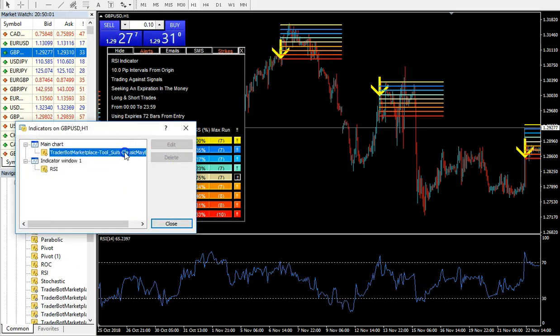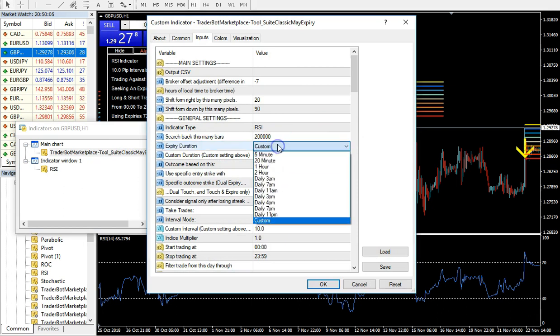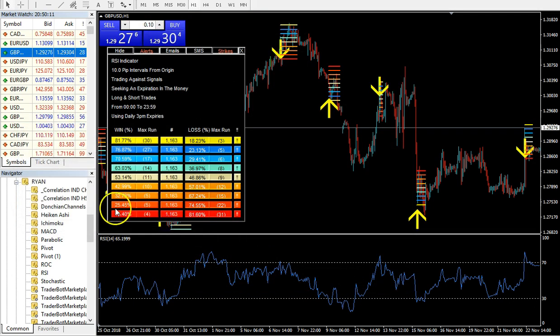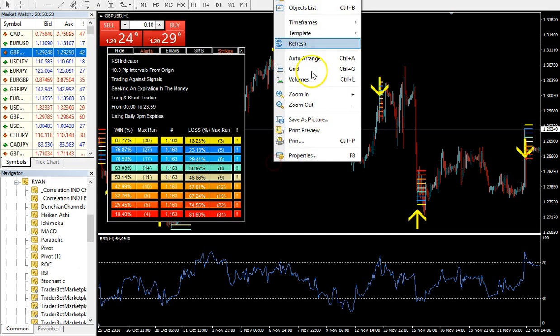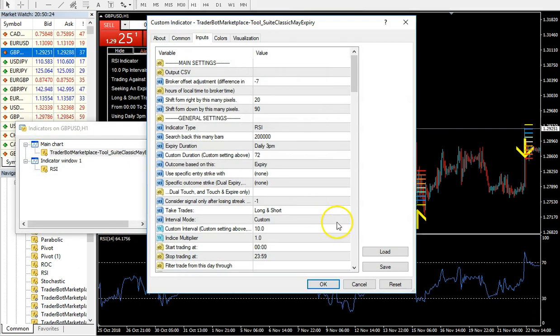And we can also look at different expiries, such as, instead of looking at a 72-hour expiry, let's look at an expiry that ends every day at 3 p.m. Well, now the probabilities have gone up to 53%. It's happened 1,100 times.